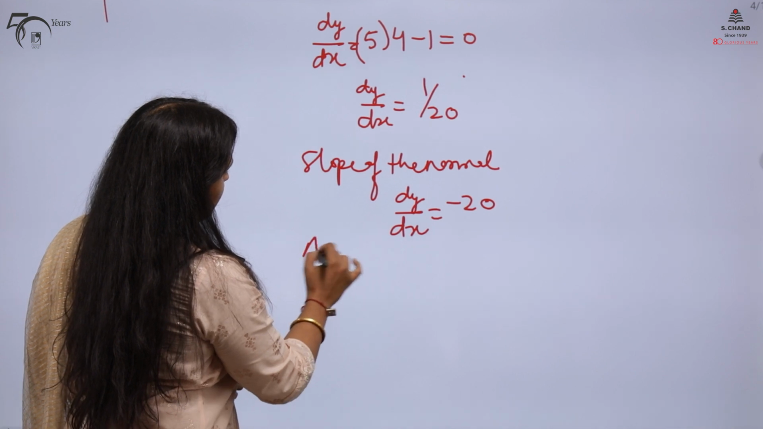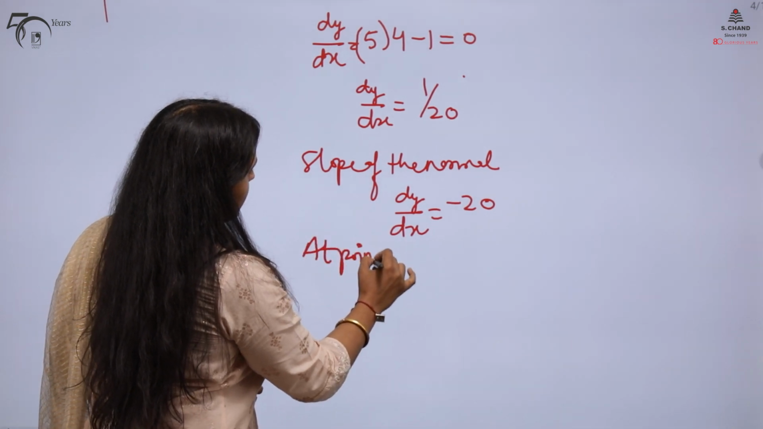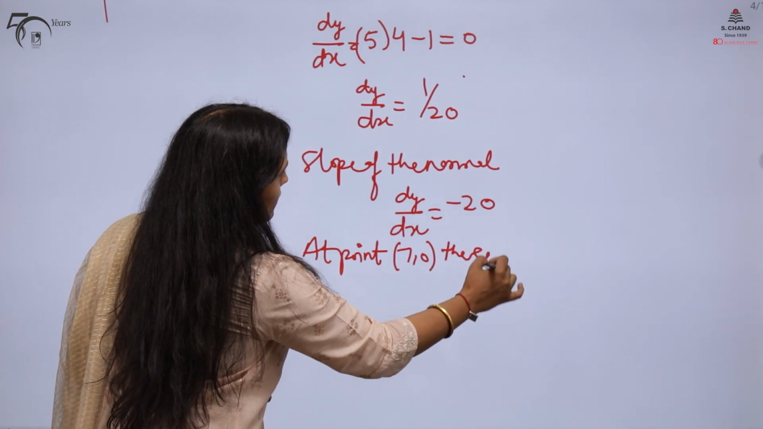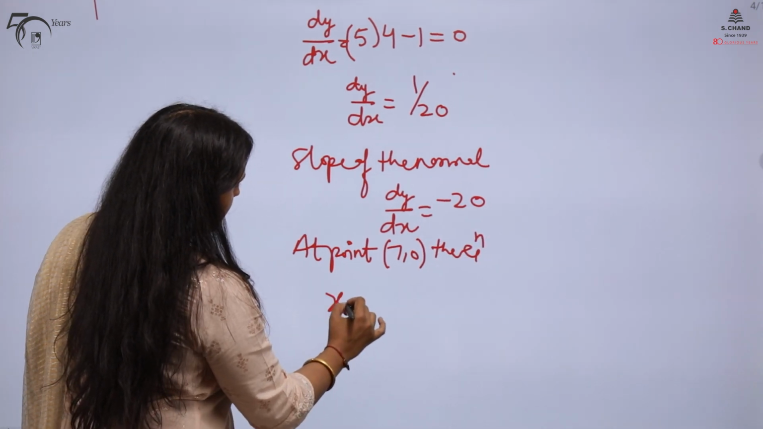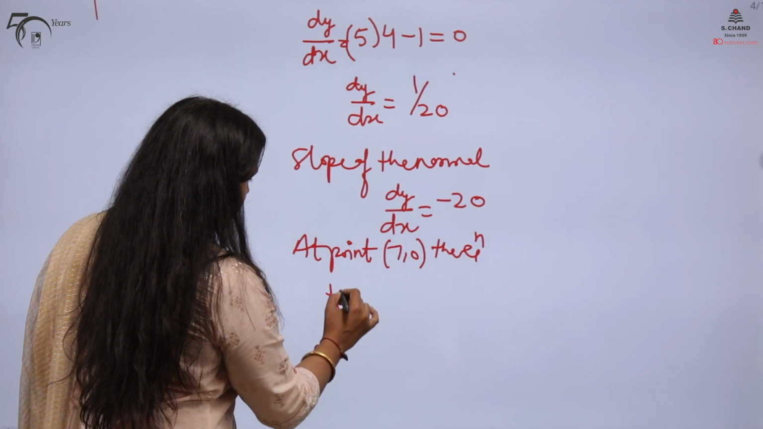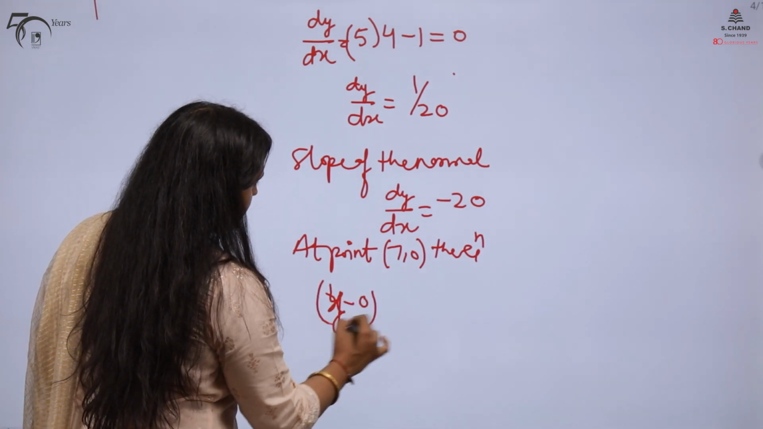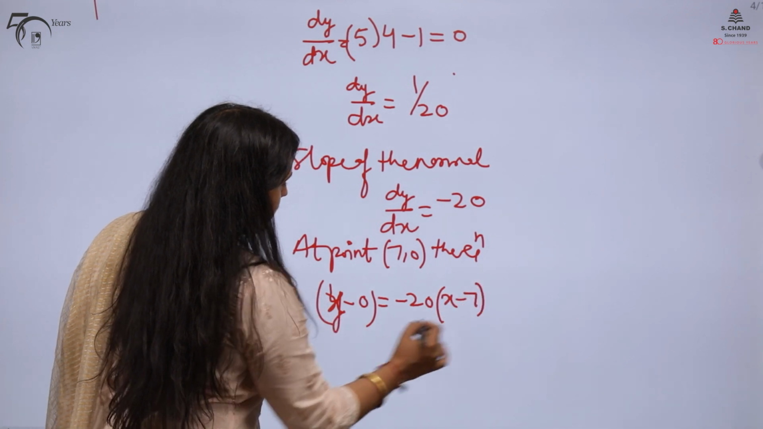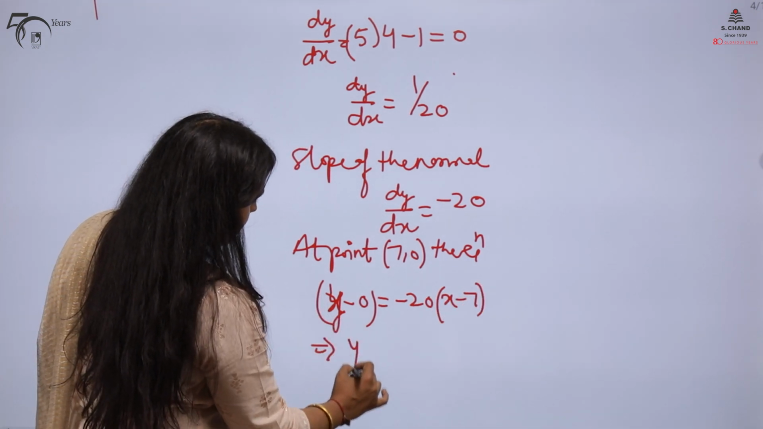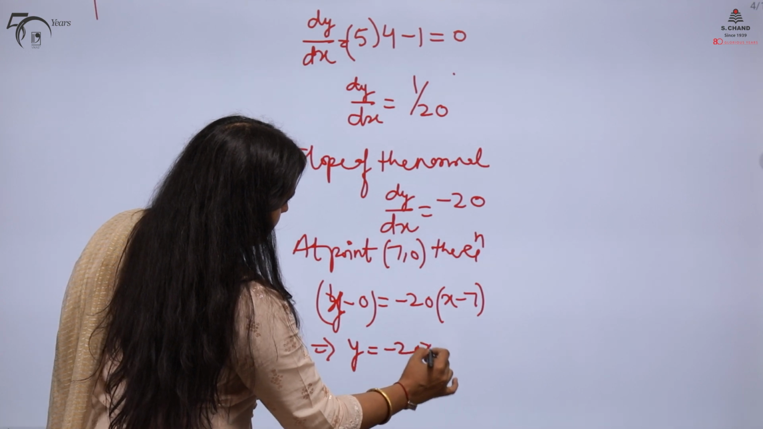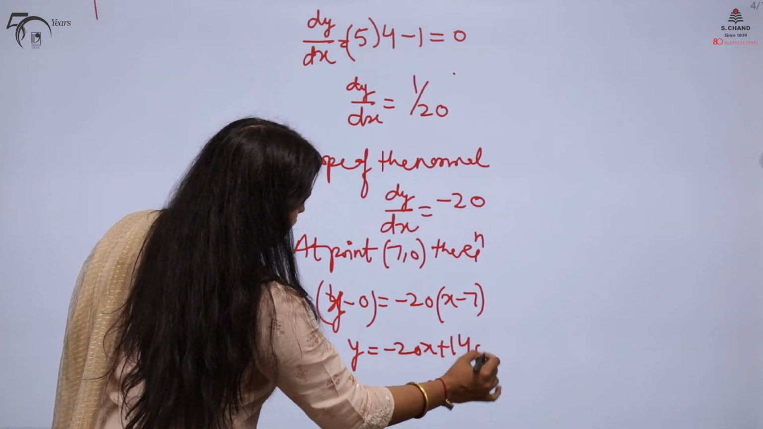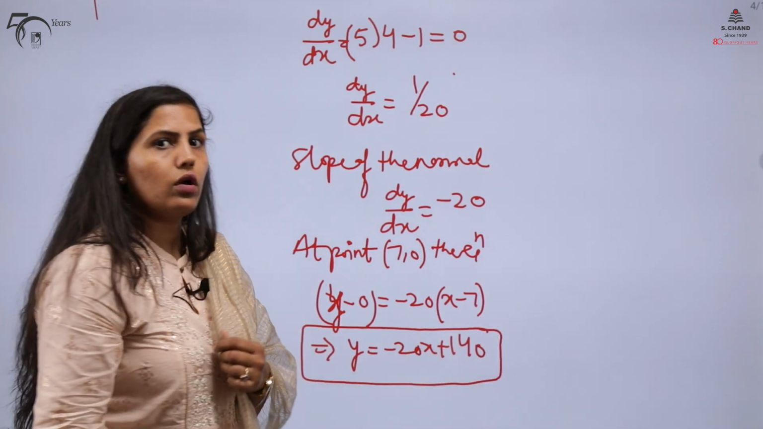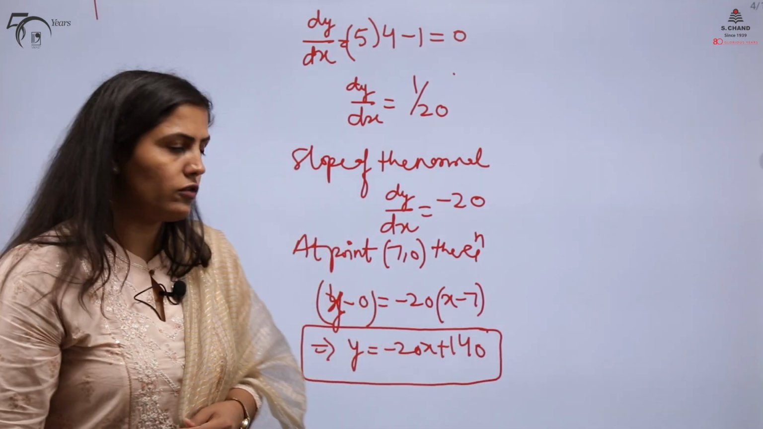Now at the point where it meets the x axis, that is 7, 0, the equation will be y minus 0, the slope, and x minus the point. Simply solve it. This is the normal equation. So this is all about tangents and normals. This was the last question.